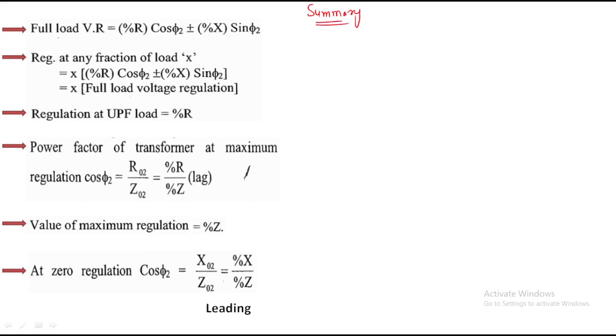See, the full load voltage regulation formula is nothing but percentage R into cos phi 2 plus or minus. When are we going to place which? When plus, it is lagging; when it is minus, that is leading. Clear? Okay. What is the value of voltage regulation at different fractions of load?